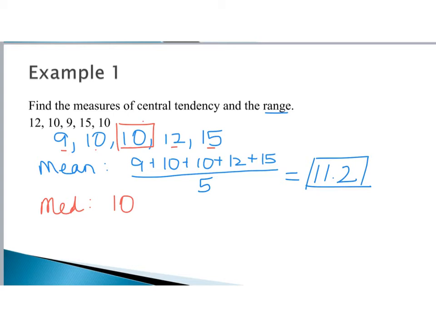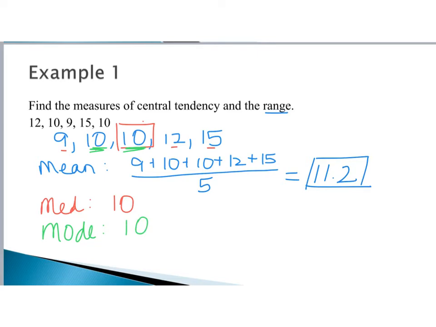And finally, our mode is the number that occurs the most. So when I look at my set of data, I can see that I have the number 10 that occurs twice, and that's the only number that repeats itself. So my mode then would also be 10.